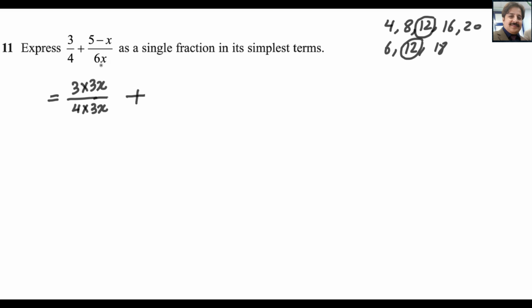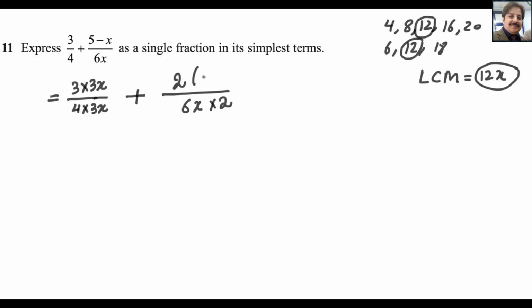Plus, 6x is the denominator, but we want to make the LCM 12x. In that case, we must make 12x in both denominators. So here, how to get 12x from 6x? You multiply by 2. So you have to multiply the numerator by 2 as well. Now the denominators are the same. 3 multiply 3x is 9x, divided by 12x, plus 10 minus 2x divided by 12x.